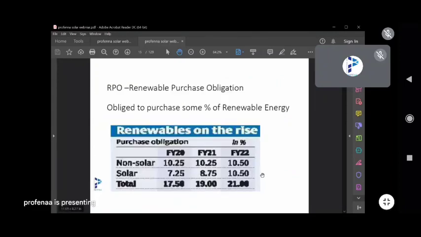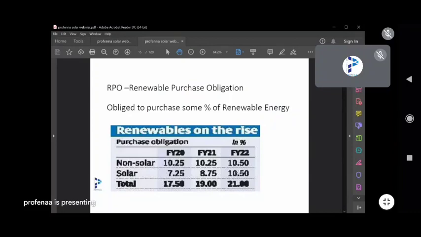This is one of the policies, RPO, the renewable purchase obligation. What is this? Suppose I have an industry and I am using 10 kilowatts. 9 kilowatts I am using from the grid and the remaining 1 kilowatt from renewables. That is 10%. Do you understand what I am saying? Of 100% of energy, 90% I am getting from the grid, that is the EB, the electricity board.